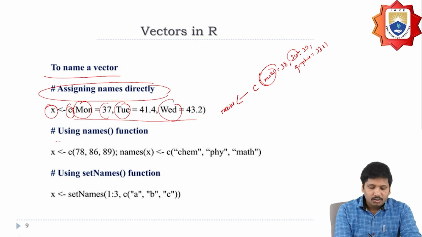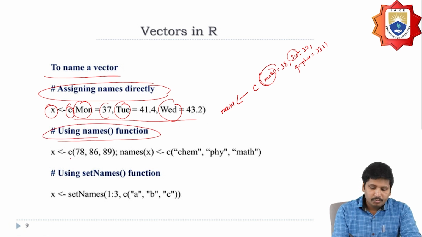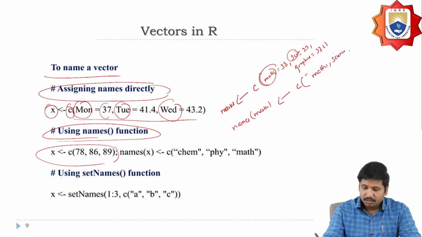And another way is by making use of the names function also. I make use of the names of x function. Initially I'm going to create these values, and by making use of the names function, I create a vector: max, science, and graphics. Like this, I can create the names by making use of the names function.